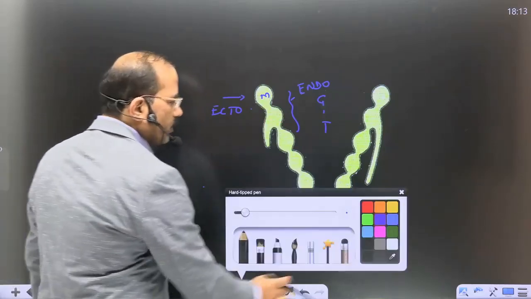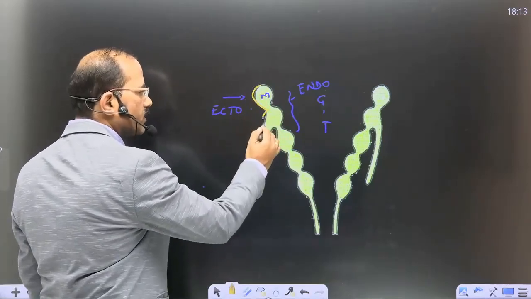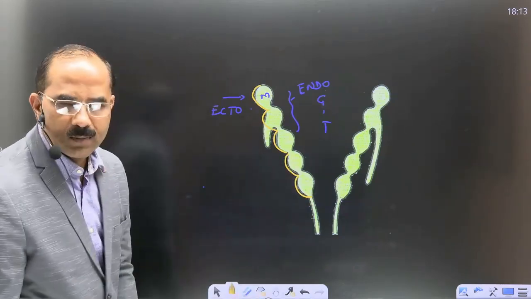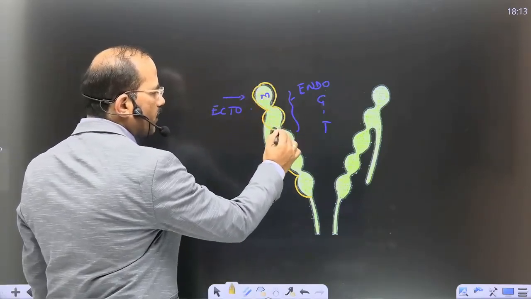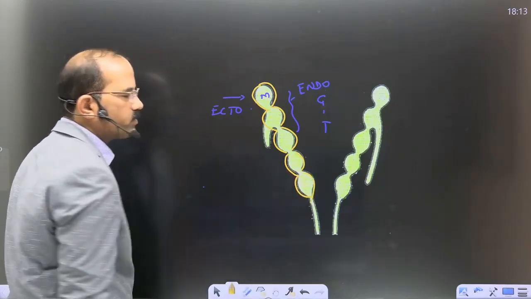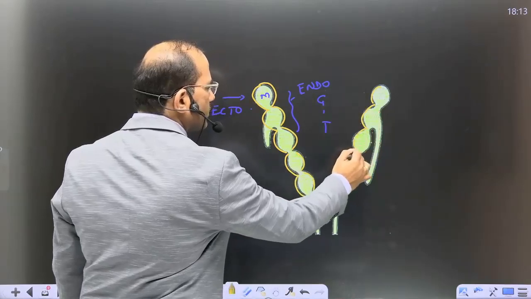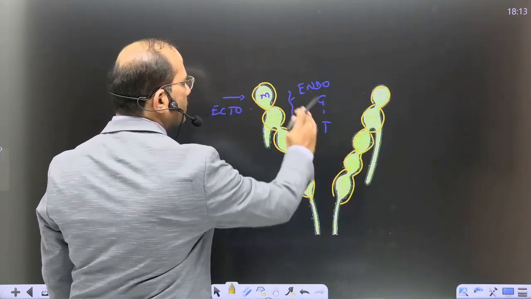So look at this. From outside, this is what we call the ectodermal cleft. These are the ectodermal clefts. And from inside, these are the endodermal pouches. So these are the endodermal pouches. Same here. Endodermal pouches here like this, and these are the ectodermal clefts here.